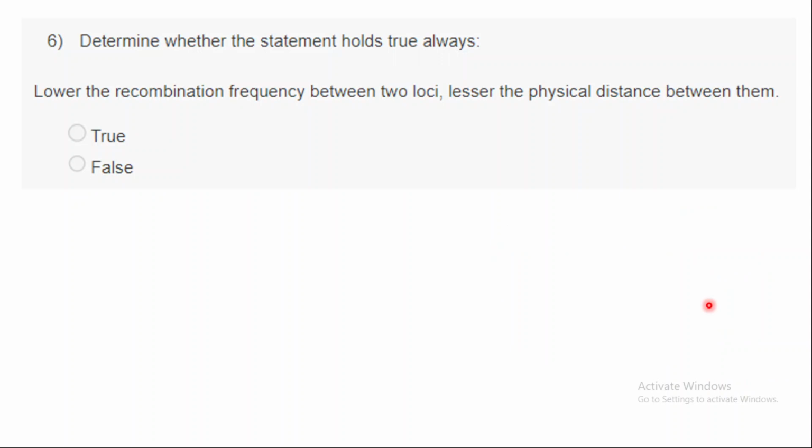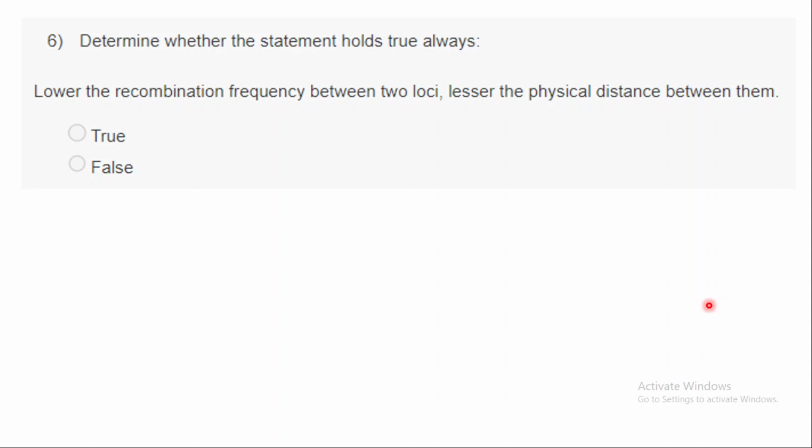Now let's move to the next question. Question number 6. Determine whether the statement holds true always. Lower the recombination frequency between two loci, lesser the physical distance between them. Now this is a question relating to physical distance between two loci and the recombination frequency.